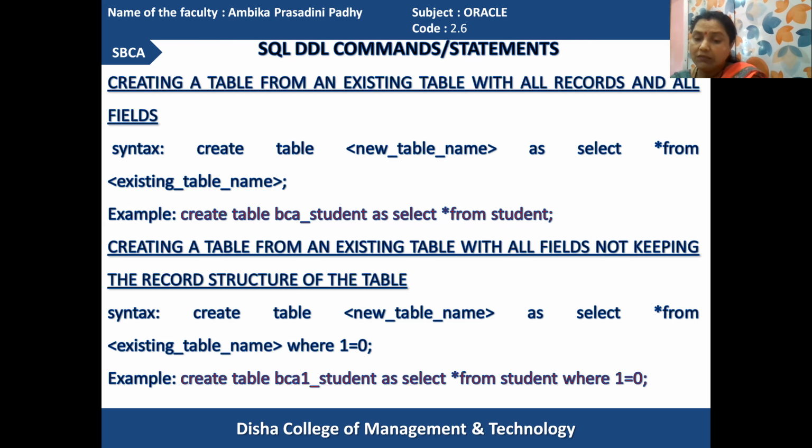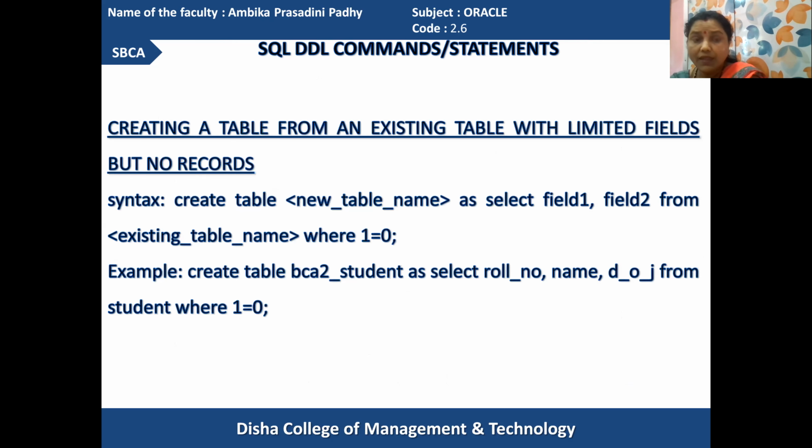Got it? Next, come to another option of create table: creating a table from an existing table with limited fields but no records. You can take limited fields and create the table without using any records. Your existing table has different field names, and out of those you want to take only some field names and create another table newly. Got it? For the new table, the field names with data types need not be mentioned using this construct. Got it?